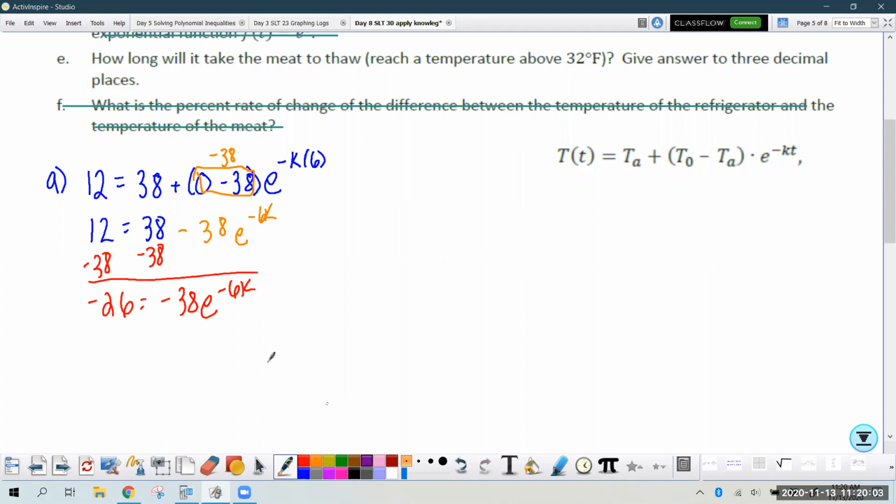Divide by negative 38. So what's nice here is the negative divided by a negative is positive. So 26 and 38 are both even numbers. I really want to reduce those as I keep going. So I can reduce both of these by 2.